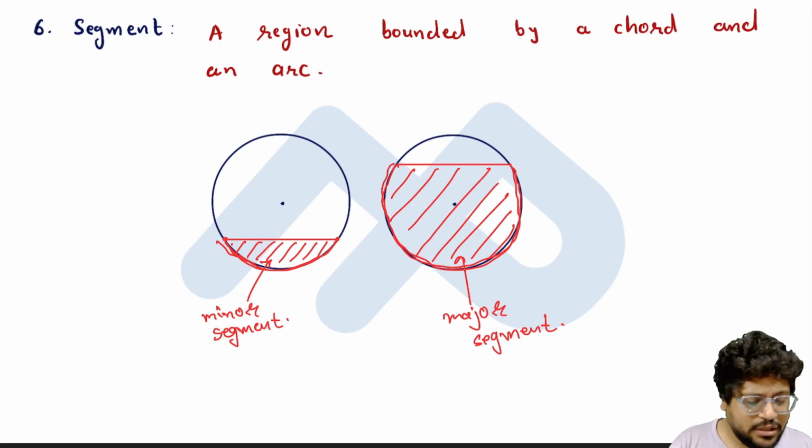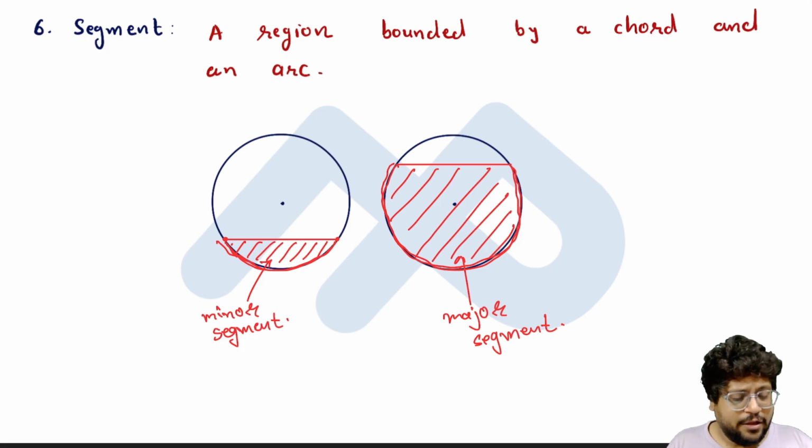Clear? So these were the terminologies related to circles, and in the 17th or 18th chapter we'll see in detail the properties and different theorems based on the circle, which are called circle theorems. But in this chapter we'll just see the basic terminology only.